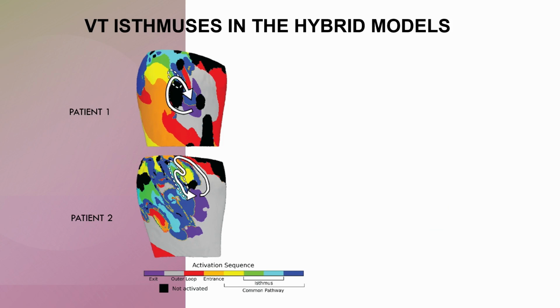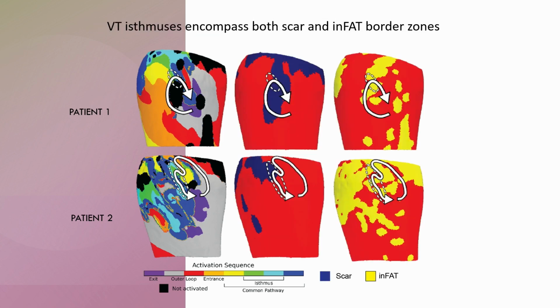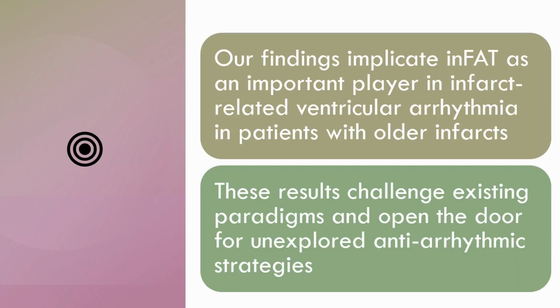And this is my last point: we looked at the isthmuses in these models that have both scar and fat, and those are the isthmuses based on the activation sequence. And what we found was, in all cases, pretty much these isthmuses were through these border zones of both scar and infarct. So it's another interesting component to consider. Our findings implicate the penetrating fat as an important contributor and open the door for these unexplored additional therapies.